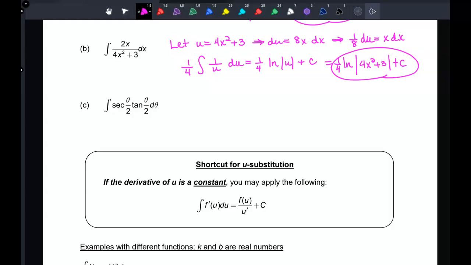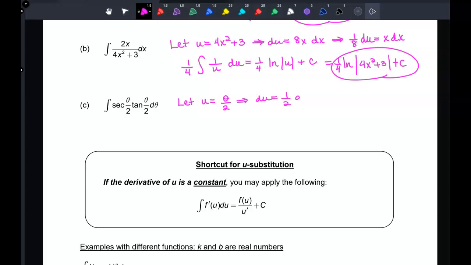We have secant theta over 2, tangent theta over 2 d theta. What do we want to let u equal? Theta over 2. Will it always be the same like that? If you see a secant tangent with no exponents, it's always going to be what you're taking. Do you have to say let u, or can you just do it? You can just do it.